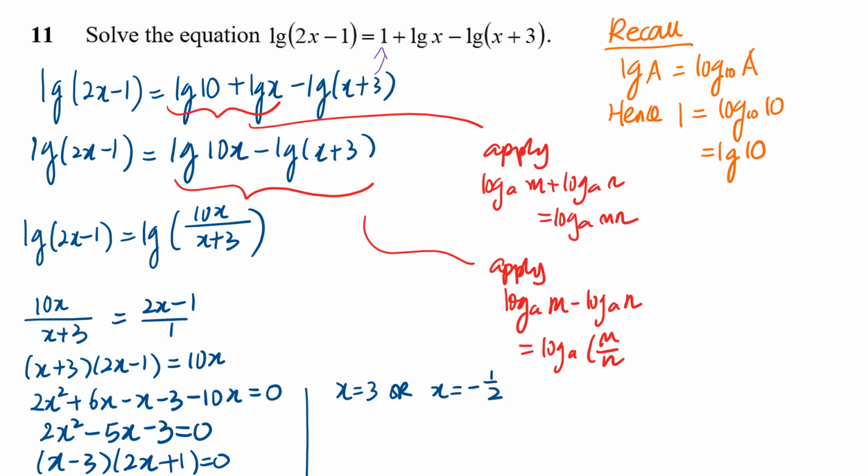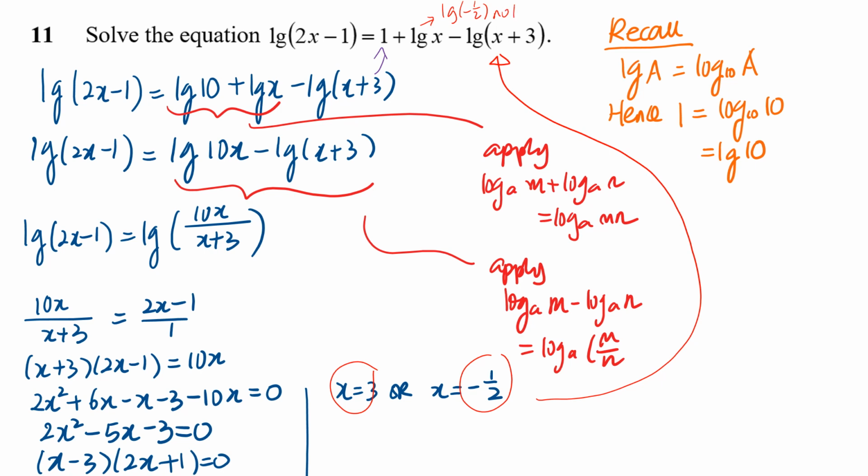okay, remember that not all values of x are suitable. Some of the values are not valid. So how do you know which values are suitable, which are not? Whatever values you are given, always substitute back into the original equation. In this case here, if your x is negative half and you substitute back into the original equation, you have a log of negative half, which is not defined. Okay, so therefore x equals negative half is rejected.